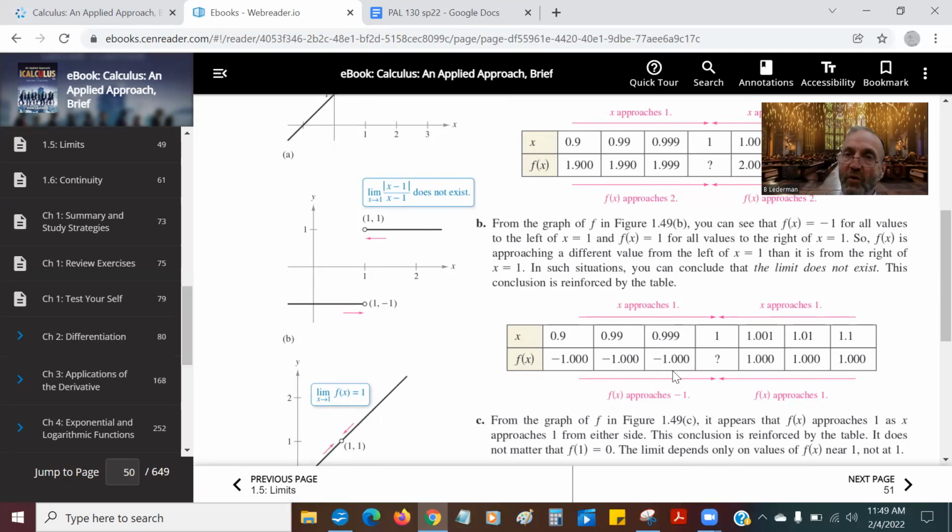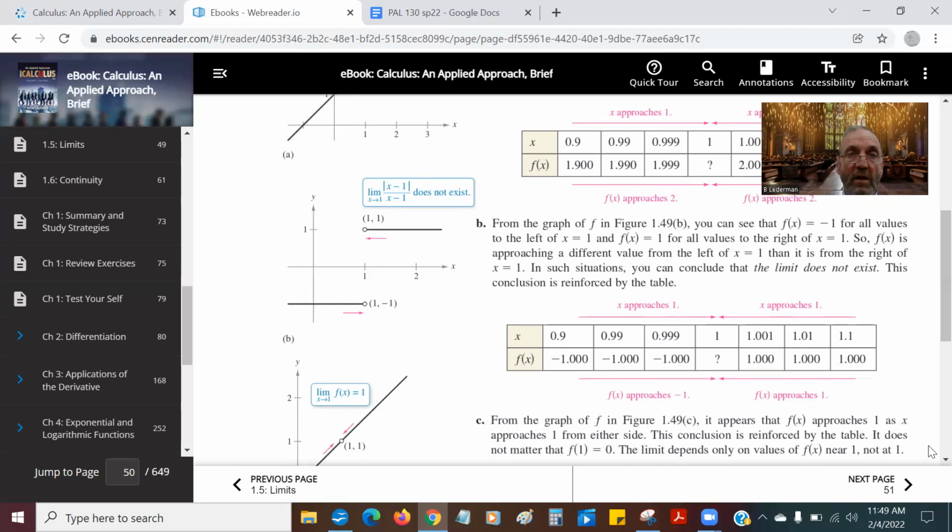If it's getting very close to -1 on this side, and very close to 1 on the other side, there is no limit because it's a question mark. Now I could say there's what they call a right-hand limit of 1, because when I come from the right side, it's 1, and a left-hand limit of -1, but there's no overall limit.